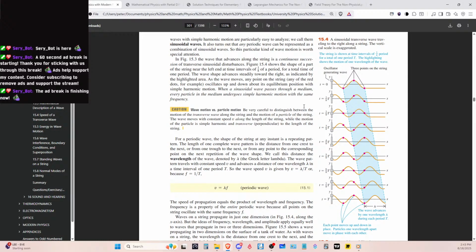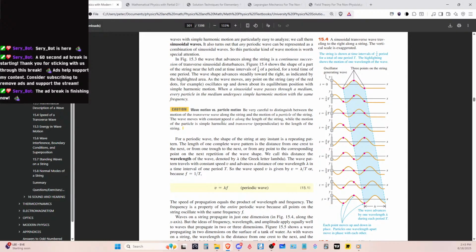Let's see, the wave advances by 1 wavelength during each period. Each point moves up and down in place. The particles 1 wavelength apart move in phase with each other. Oh, here we go. Wave motion versus particle motion. Be very careful to distinguish between the motion of a transverse wave along the string and the motion of a particle of the string.